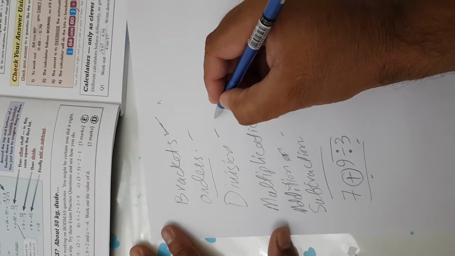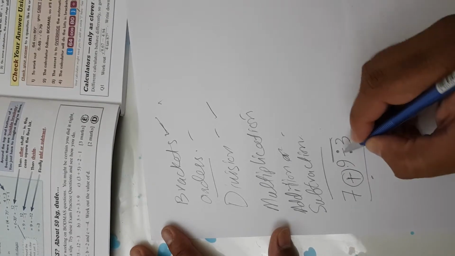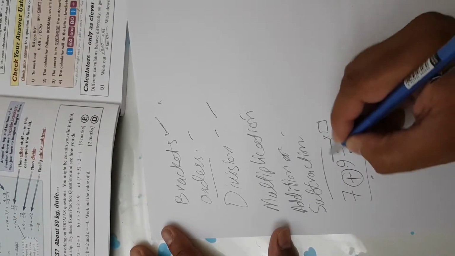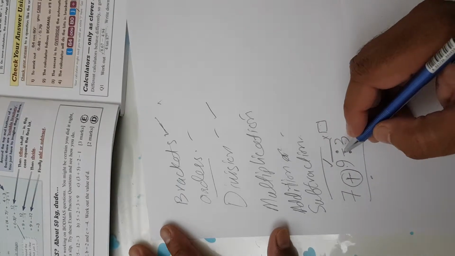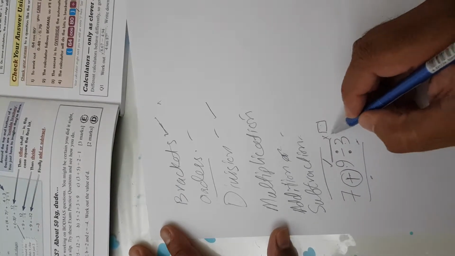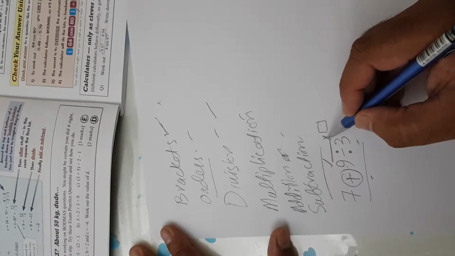Now, look at the division. We have division first, so I will solve the division. 3 times what makes 9? I'm always asking my students that whenever they are working with such kind of questions, always say it and write it down. This will help you a lot.